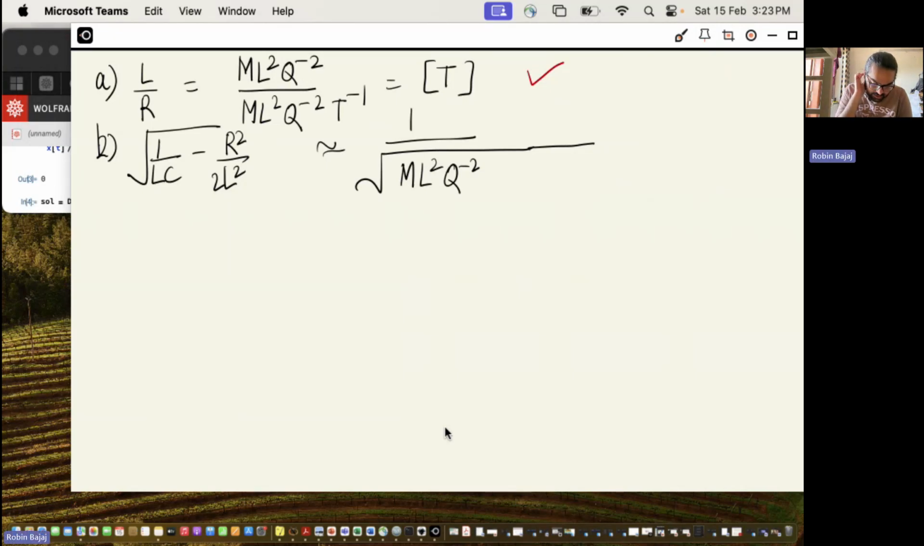We have to see whether L and C have the dimension of time.